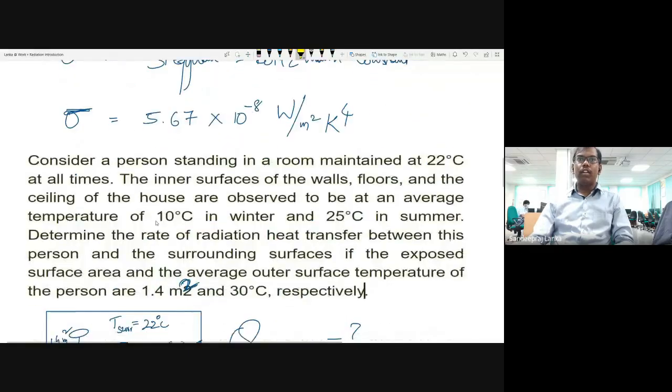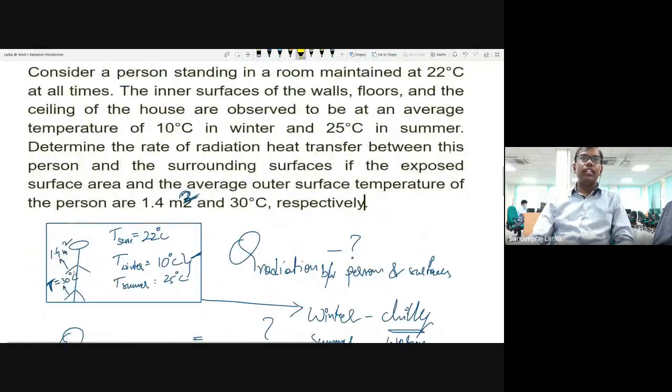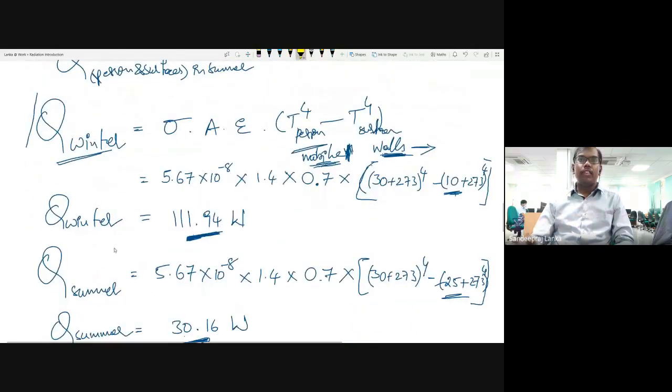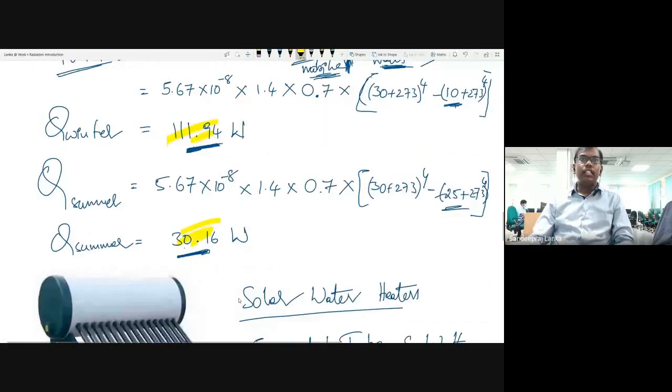This is what we have seen in the last class. And we have solved a problem where we considered a person standing in a room. The person is body 1 and the room is body 2. Between these two bodies, you calculated the radiation heat transfer in winter and summer, and found that the winter value is very high compared to the summer value. This is the reason why the person feels chilling, and this is how human comfort is defined by radiation.